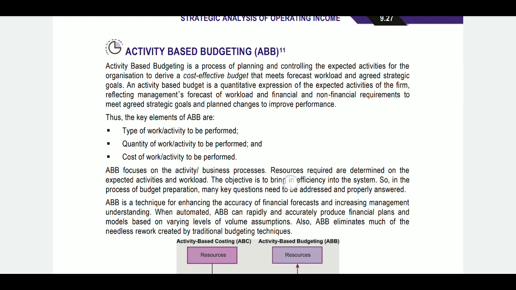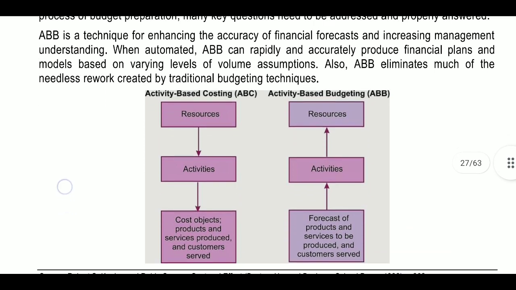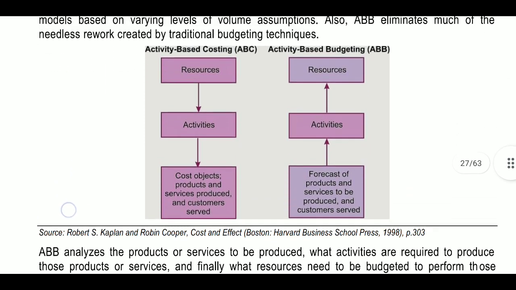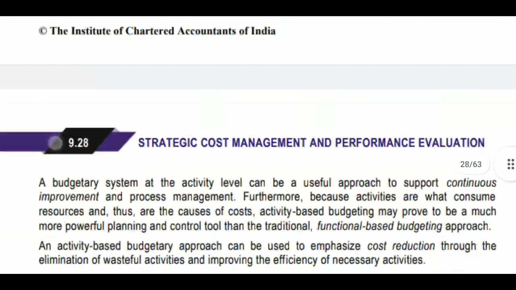Here the key elements are the type of work activity performed, quantity of work activity performed, or cost of work activity performed. Next, activity based costing goes downward: resource, activity, cost objects. Here the activity based budget will forecast activities and resources related to that.